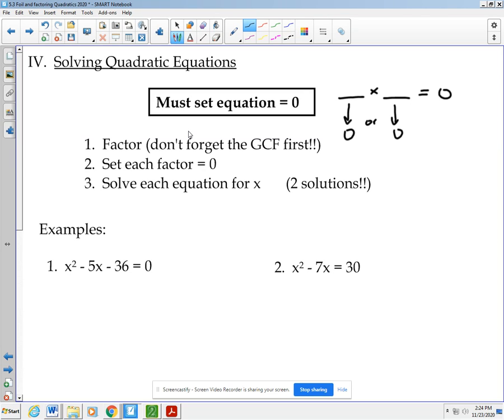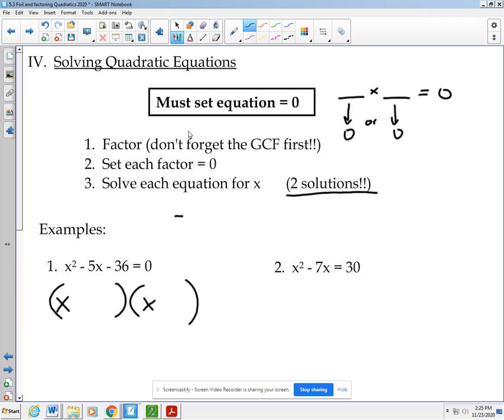So, what are the steps? First, factor the GCF if you have any. Then set it equal to zero, and then solve each equation. Typically, you will get two solutions. We'll see cases where you have one solution, and later in the course, we'll have no real solution, or you will have imaginary solutions. So, look at example number one. Step one, factor. Do not forget to find the GCF. How do you factor x squared minus 5x minus 36?